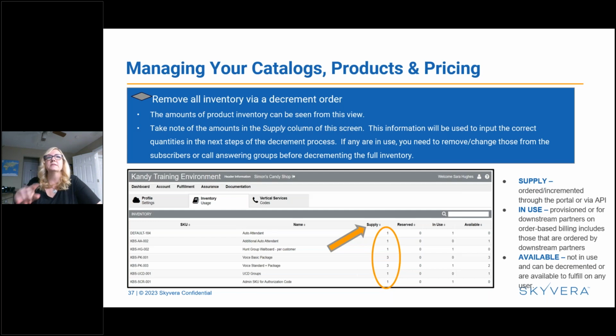So it's really important. Like this auto attendant, or actually no, let's look at the bottom one, this admin SKU for authorization code, right? There's one in supply, but there's one in use as well. So it's been incremented and is in use. If this is the voice standard package as well, there are 3 in supply, 1 in use and 2 available. So I couldn't decrement the entire supply of 3 until I went and removed it off the 1 subscriber. Okay, so let's go to the next.